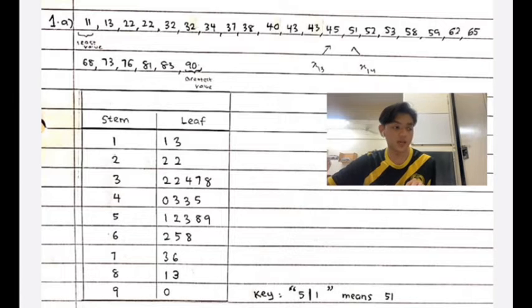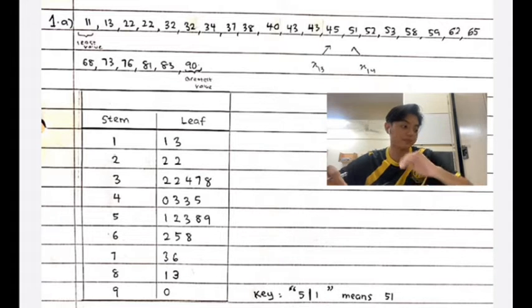Then the fifth step is that we show each piece of data by writing its ones digit next to its tens digit. The ones digits are the leaves, which means the leaf is the ones digit that belongs to the tens digit. For example, take 11. The tens digit is 1, and the leaves we got are 1 and 3 because of 11 and 13. For the next example, we have 22, where the stem is 2 and the leaf is 2. That means the 2, 2 is the leaf for the stem value of 2.